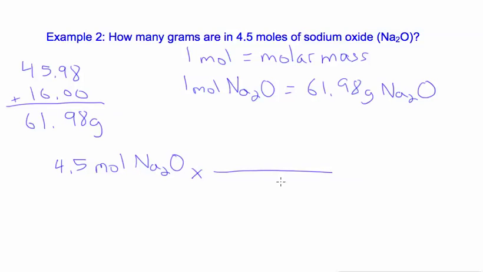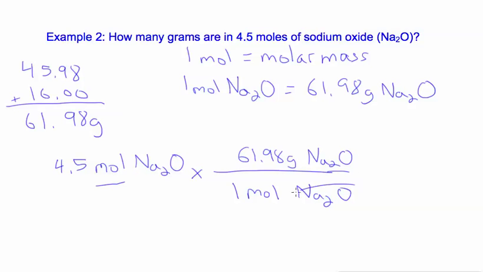This time we're trying to cancel out moles, so we will put 1 mole sodium oxide on the bottom, and we will put the molar mass, 61.98 grams of sodium oxide, on the top. Moles cancel out. We do 4.5 times 61.98 divided by 1, which doesn't change the number. And your calculator will give you 278.91 grams.